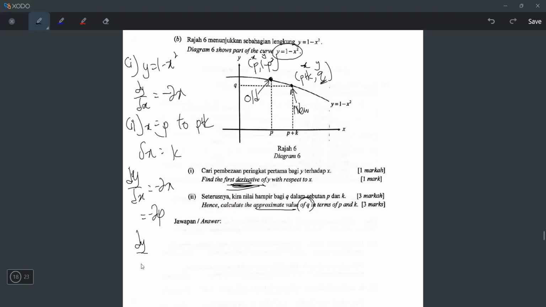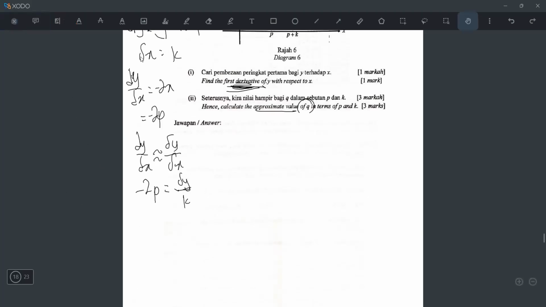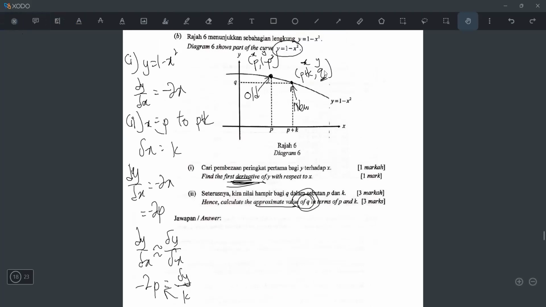And we have to know this formula, dy/dx is almost equal to delta y over delta x. dy/dx is negative 2p, and delta x, I just found, is k. And then delta y will be, moving across, multiplication. So delta y equals negative 2pk, or kp. But the question never asked for that. The question asked for the approximate value of q. If you look carefully, q is the new value of y. And in order to find the new value of y, I need to take the original value, or the old value of y, plus delta y.